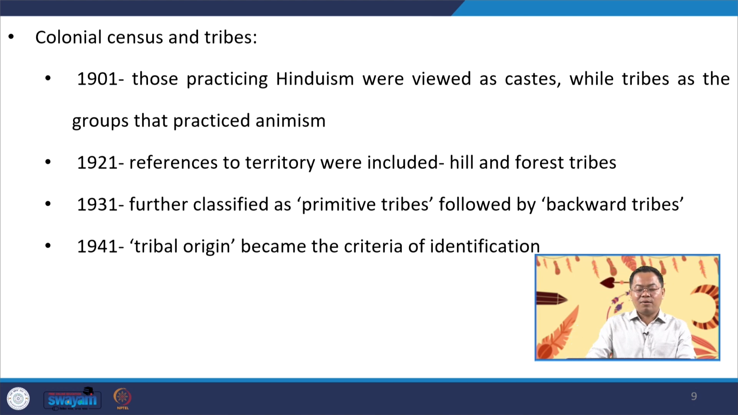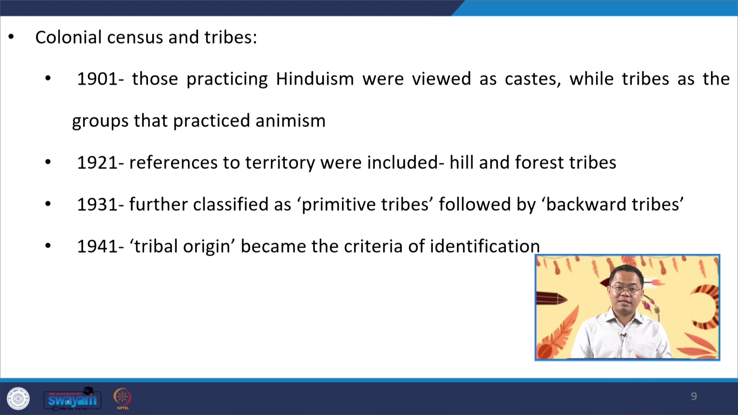Now, in the 1901 census, communities who were practicing Hinduism were viewed as castes, whereas tribes were groups or communities known to practice animism. So, basically one part of the story is that tribes are communities who are outside of the larger Hinduism or the larger caste society. So, basically they are non-caste society. On the other hand, they are communities who are predominantly practicing what today we call animism.